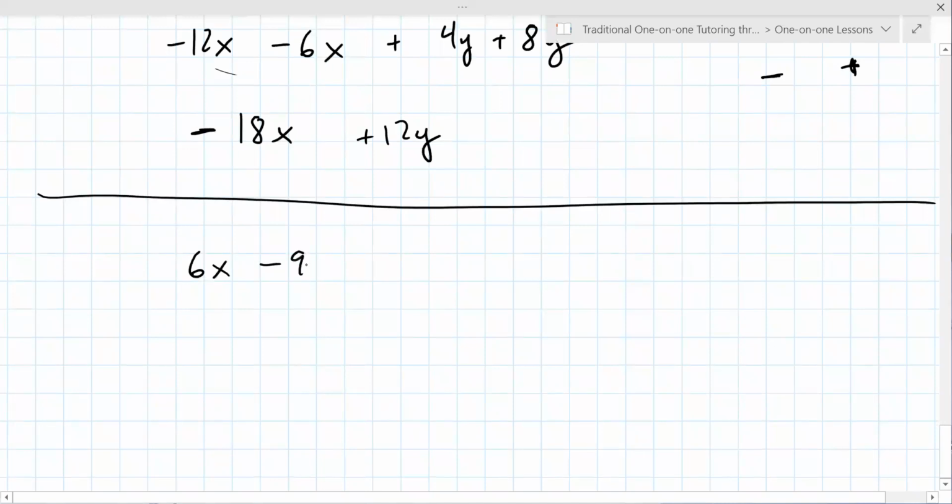Okay, so let's try another one here. 6x minus 9y minus 8x plus 6y. So notice these are not in order. That's the first thing you should notice. This 6x doesn't go with minus 9y, it goes with minus 8x. And I would recommend rewriting it. So I would recommend writing 6x.